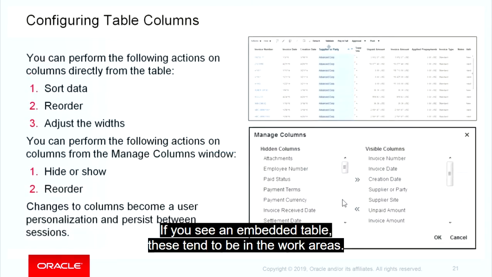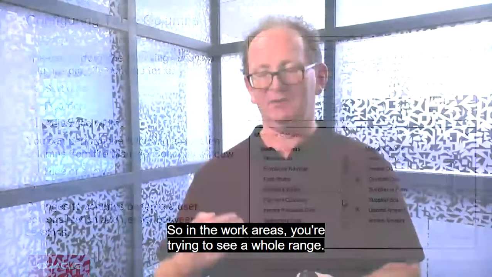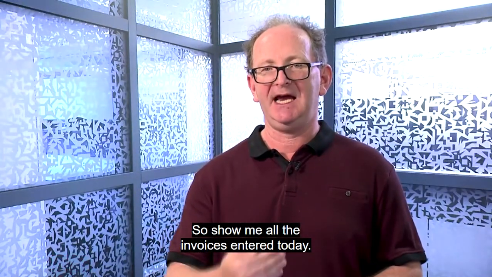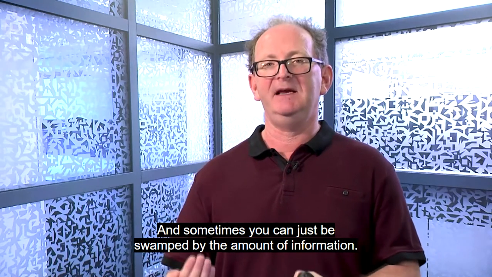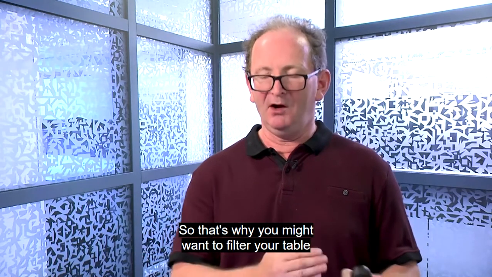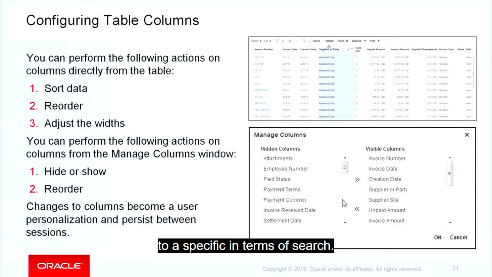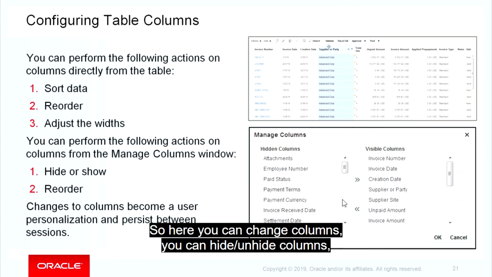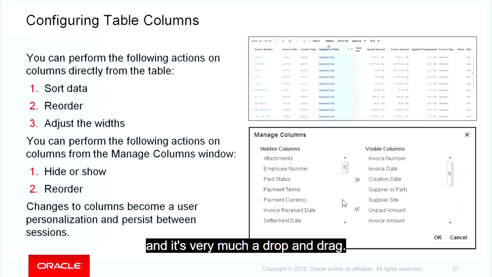If you see an embedded table, these tend to be in the work areas. So in the work areas, you're trying to see a whole range. So show me all the invoices entered today, show me all the journals entered today. And sometimes you can just be swamped by the amount of information. So that's why you might want to filter your table to a specific search. So here you can change columns, so you can hide and show columns, you can adjust the widths, you can reorder, and it's very much a drag and drop.